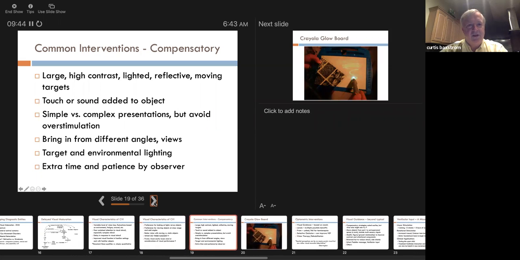So common interventions, we're going to take a look at high contrast lighted activities and moving targets. We're going to add touch and sound to the target if possible. We're going to look at simple versus complex presentations. We're going to also bring in targets from the right side, left side, up and down, looking for any observations of the child making contact with the target. We're going to modify the target size, the color, the environmental background colors. And again, remember, you just need extra patience and time with these patients.